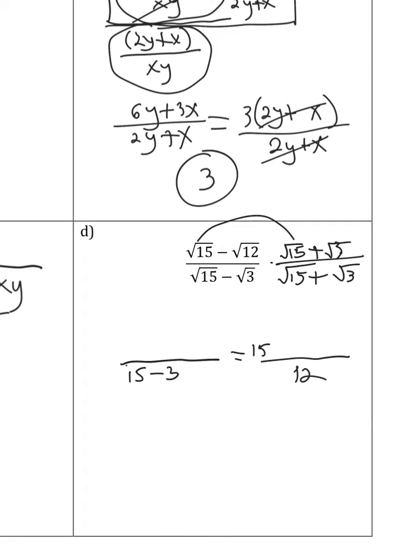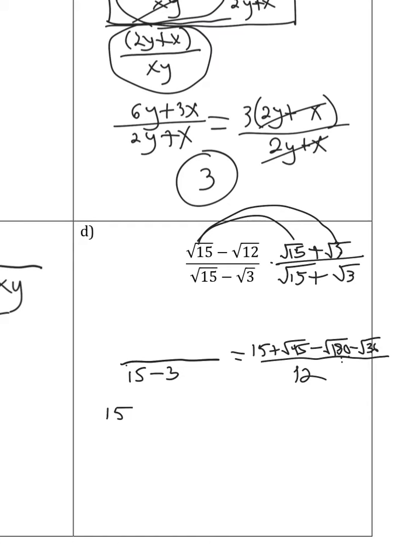We're going to do root 15 times root 3, which gives us root 45. We're going to have negative root 12 times root 15, which is going to give us negative root 180. And we're going to have negative root 12 times root 3, which is going to give us negative root 36. All right. Now we need to see if we can do any simplification of these radicals. All right, so we have our 15.